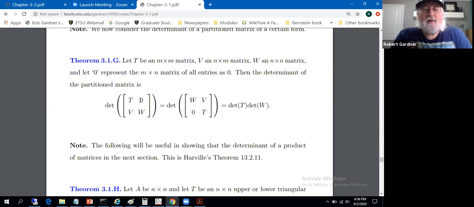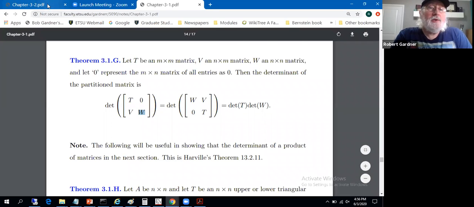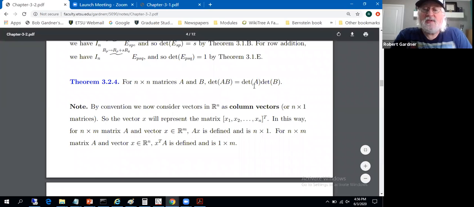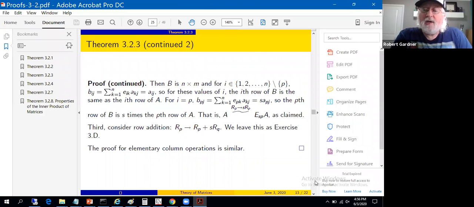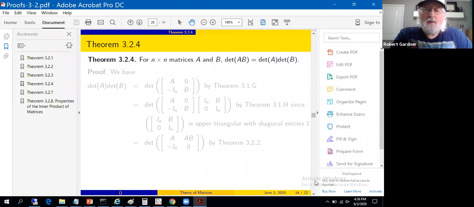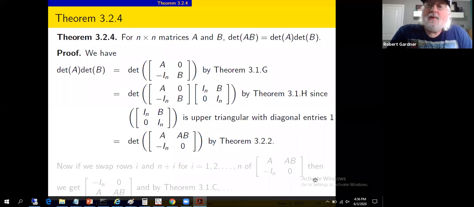But we know if we've got the zeros up here in a matrix partition like this, the determinant of that matrix is the determinant of this one in the upper left times the determinant of this one in the lower right. We're going to use that in proving this product formula. So it's not going to be quite so bad, but we've got a certain body of knowledge behind us now. All right. So we're going to prove the determinant of the product is the product of the determinants.